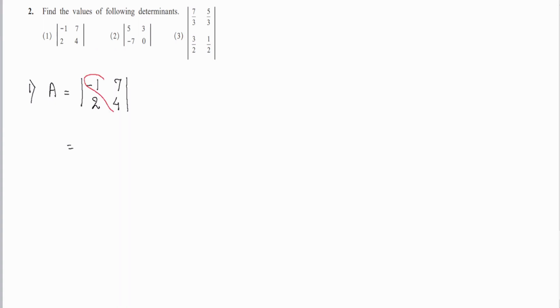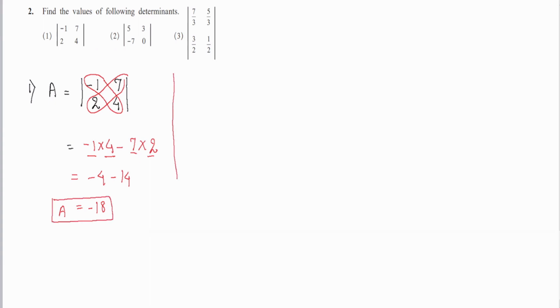-1 will be multiplied by 4. -1 multiplied by 4 minus 7 multiplied by 2. So -1 into 4 is -4, minus 7 into 2 is 14. So this will be minus, minus will be plus. So we'll get answer -18. So value of determinant A will be -18.